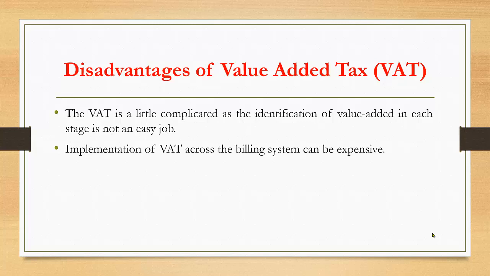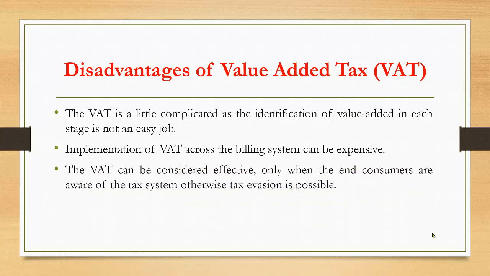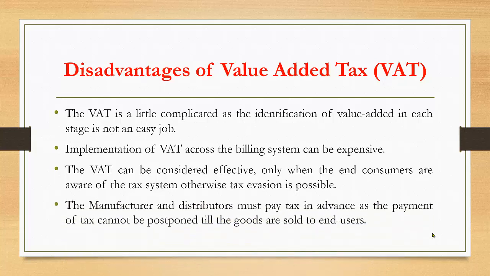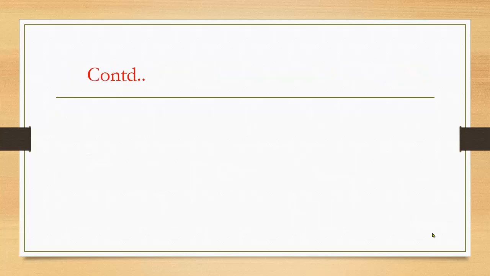The VAT is a little complicated, as the identification of value addition in each stage is not an easy job. Implementation of value added tax across the billing system can be expensive. The VAT can be considered effective only when the end consumers are aware of the tax system, otherwise tax evasion is possible. The manufacturer and distributors must pay tax in advance, as the payment of tax cannot be postponed till the goods are sold to end users.